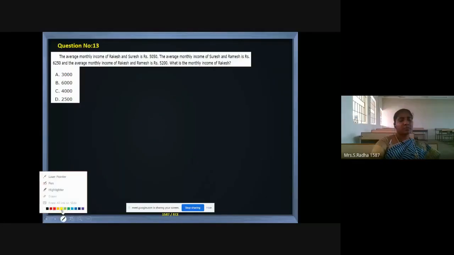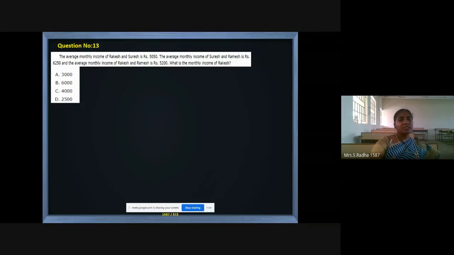The average monthly income of Rakesh and Suresh is 5,050. The average monthly income of Suresh and Ramesh is 6,250. The average monthly income of Rakesh and Ramesh is 5,200. What is the monthly income of Rakesh? Average means sum of the salaries by number of people.